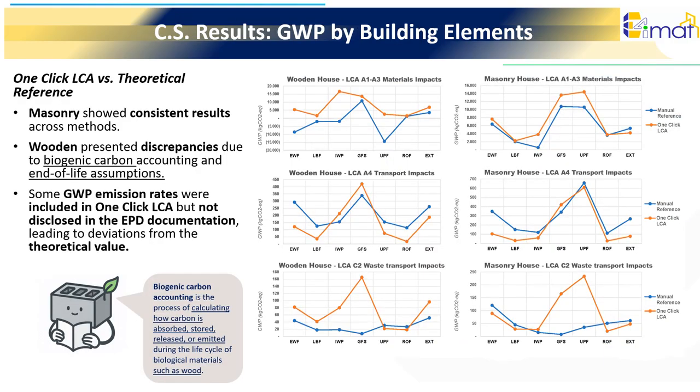At the level of building elements, the masonry assemblies produce consistent results across all methods, reinforcing their stability in terms of environmental performance. The timber assemblies, however, present larger discrepancies, largely due to differences in biogenic carbon accounting and the treatment of end-of-life scenarios. We also observed that one-click LCA included undisclosed emission factors not explicitly found in the EPD documentation, causing deviations from the theoretical reference. This underlines an essential lesson: always understand the background data, default assumptions, and database behavior of the tools being used.